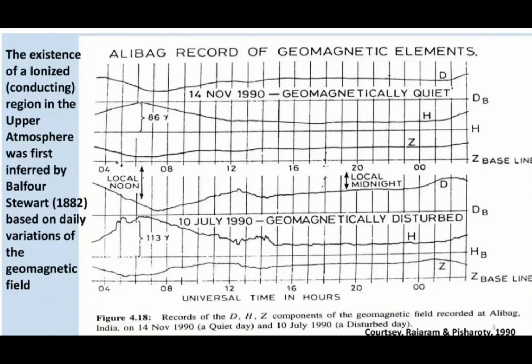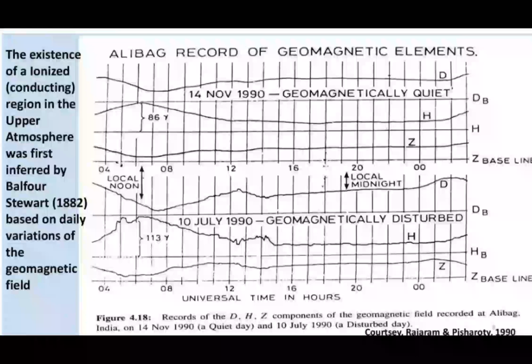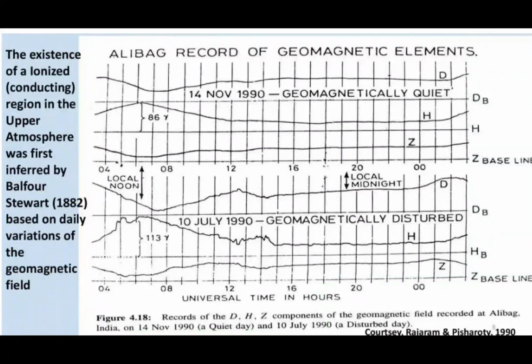If you look at this graph, the y-axis is the strength of the magnetic field and the x-axis is the universal time. The local time here in India is 5.5 hours ahead of the universal time. We see here that the magnetic field increases during the course of the day and reaches a maximum at about 11:30 at noon, and then it starts decreasing and remains almost steady throughout the night. Again, when sunrise comes, it starts increasing.